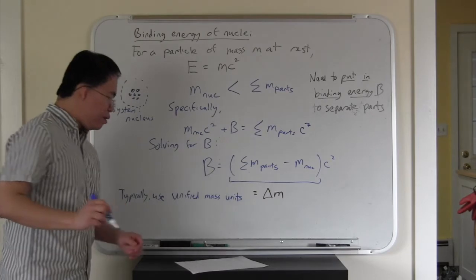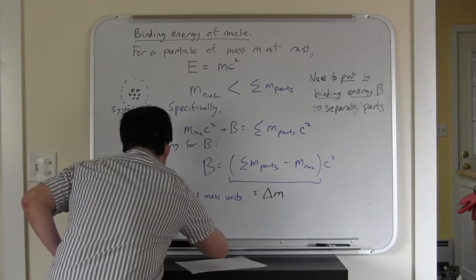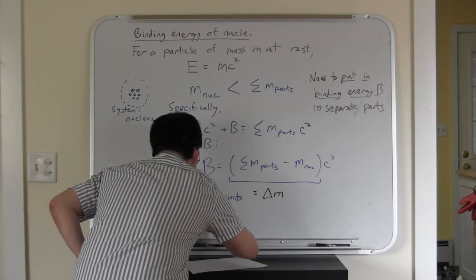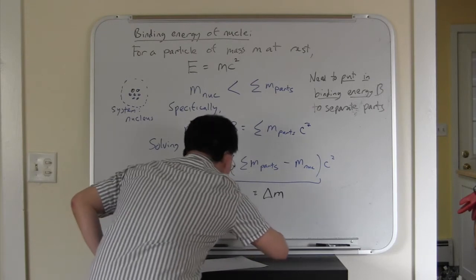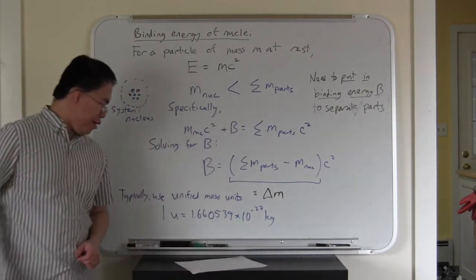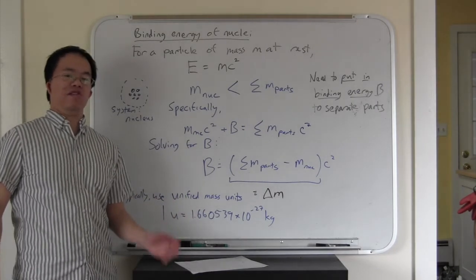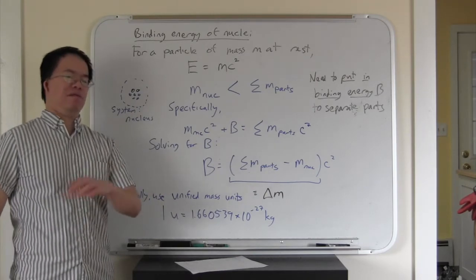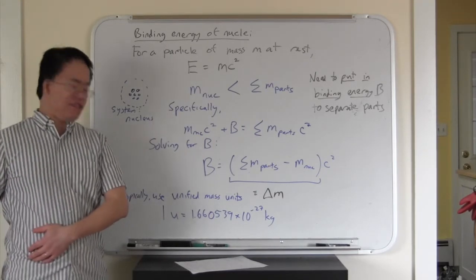And what you really need to know is the following. 1 u turns out to be 1.66009 times 10 to the minus 27 kilograms. I've kept a bunch of digits here because generally in nuclear calculations we're talking about fairly small differences in mass, so you shouldn't just round to 2 or 3 sig figs like we normally might in physics.